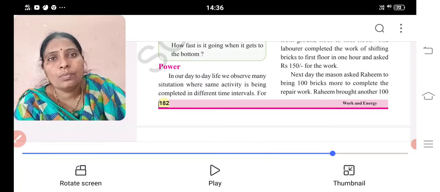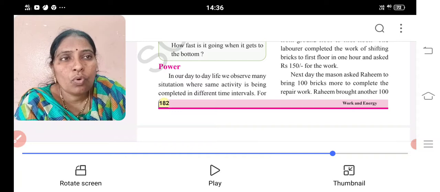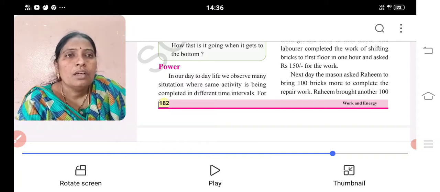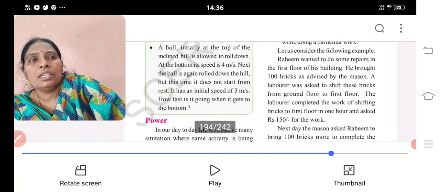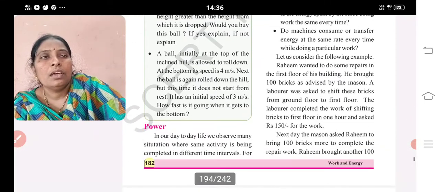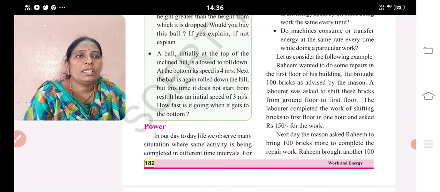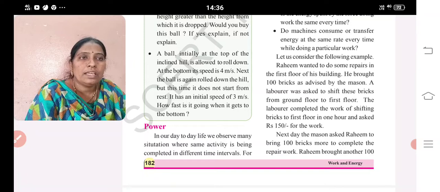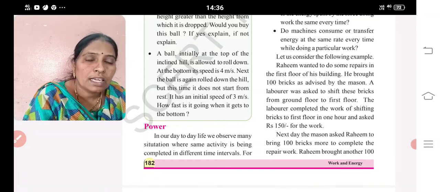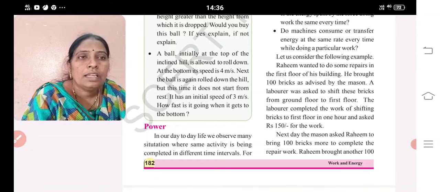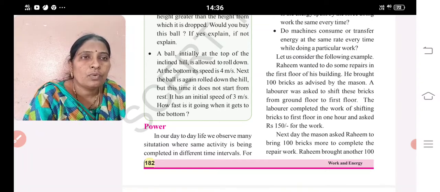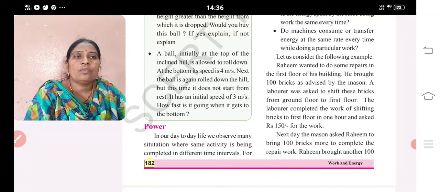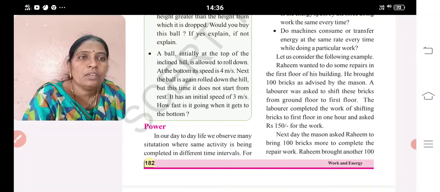What is power? The next topic is power. The rate of doing work is said to be power. To describe power, a simple example is given. Rahim wanted to make some repairs on the first floor of his building. He brought 100 bricks as advised by the mason. A laborer was asked to shift these bricks from the ground floor to the first floor. The laborer completed the work in 1 hour and asked 150 rupees for the work.